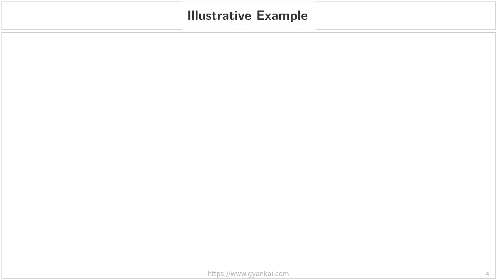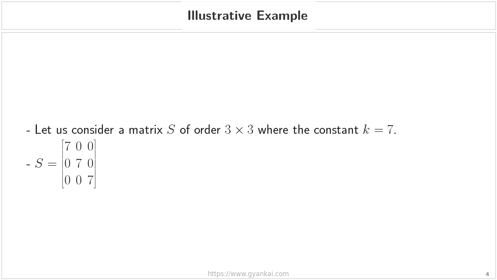Illustrative example. Now that we have established the theoretical steps for identification, let us apply them to a concrete example to ensure the concept is clear. Please look at matrix S in this instance. We are dealing with a matrix of order 3 by 3, and we have set our constant, k, to be 7. As you can see in the matrix on the slide, the value 7 occupies the main diagonal, while all other positions are filled with zeros.